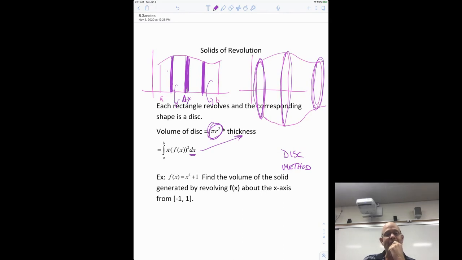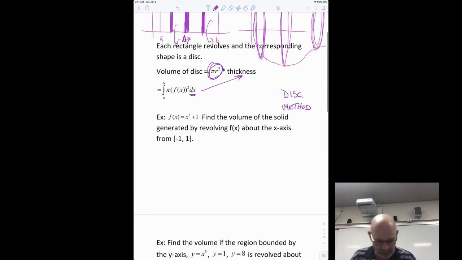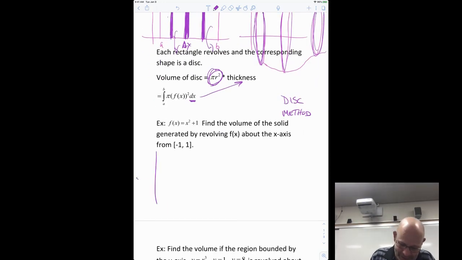So I'm going to do one example, and then I'm going to make it the area between two curves. When we revolve that, something a little different will happen. I'm going to do the same thing I did last section. Basically, I'm going to draw a picture. y equals x squared plus 1. We're going to revolve from -1 to 1, and we're going to revolve this shape around the x-axis. So there's what I call my typical rectangle.